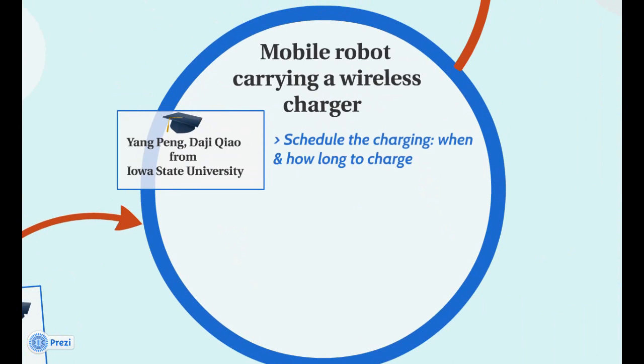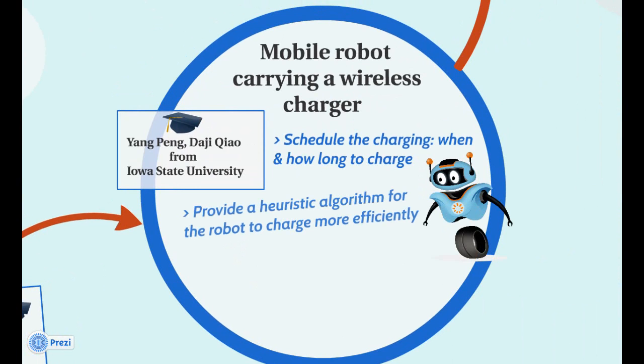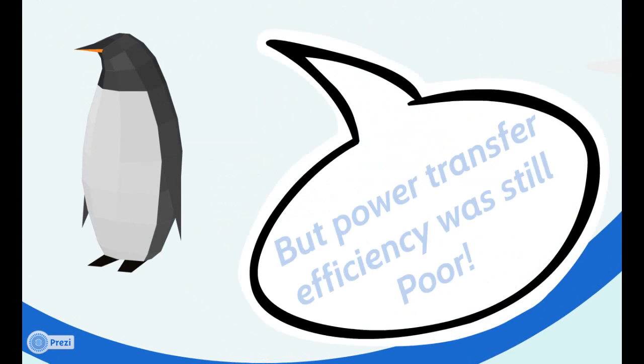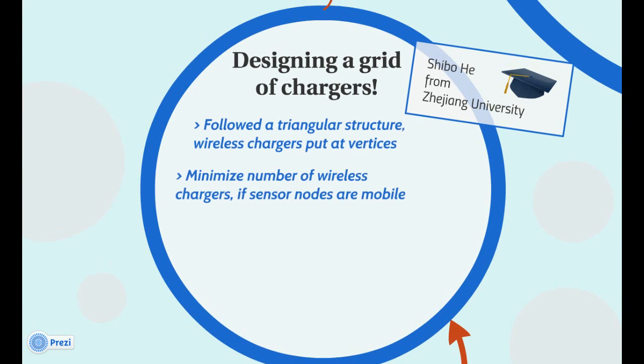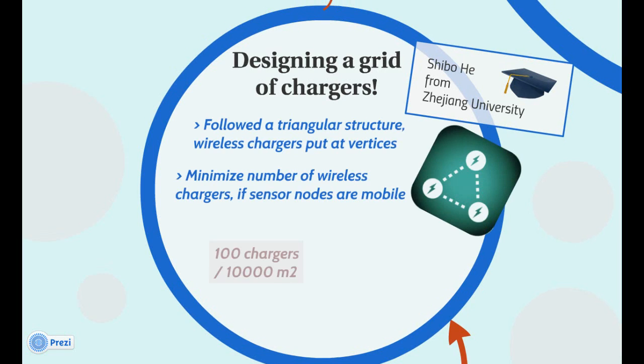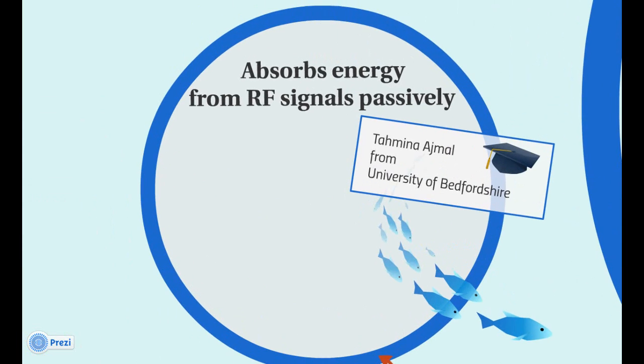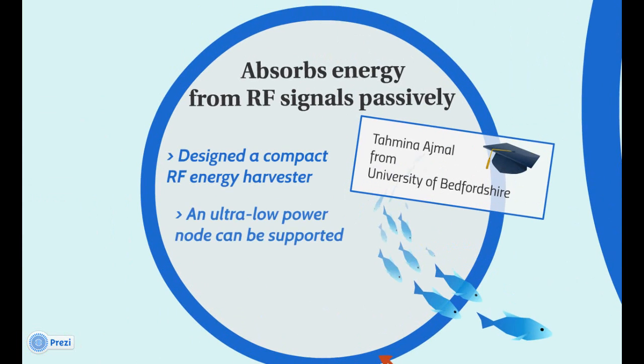Then they tried to utilize a mobile charger to reschedule the charging time and amount. However, the overall efficiency was low. Some scientists developed a scheme to minimize the number of chargers. They needed 100 chargers over a hectare. Finally, energy harvesters absorb energy from radio signals, so ultra-low power nodes can be supported.